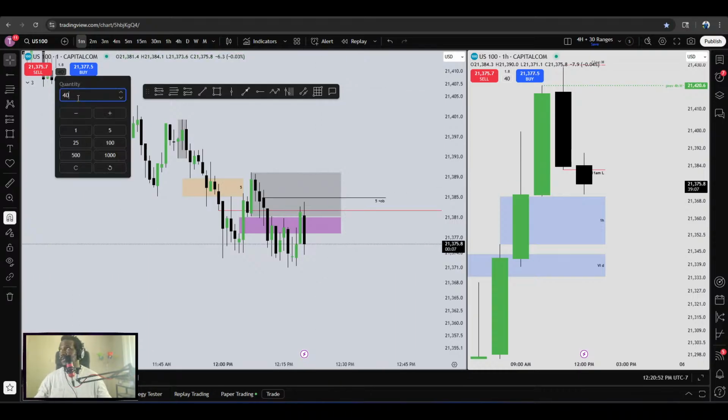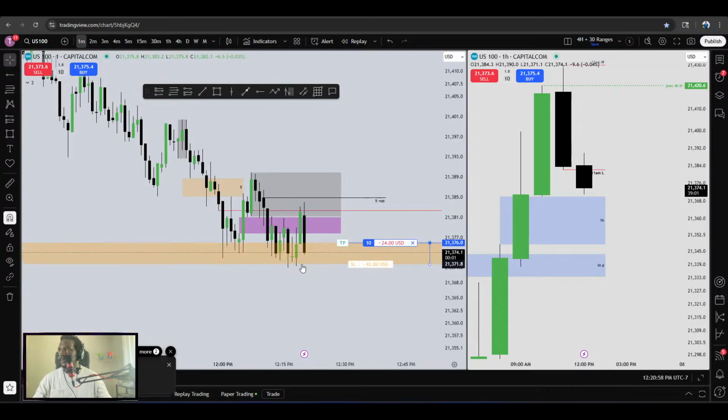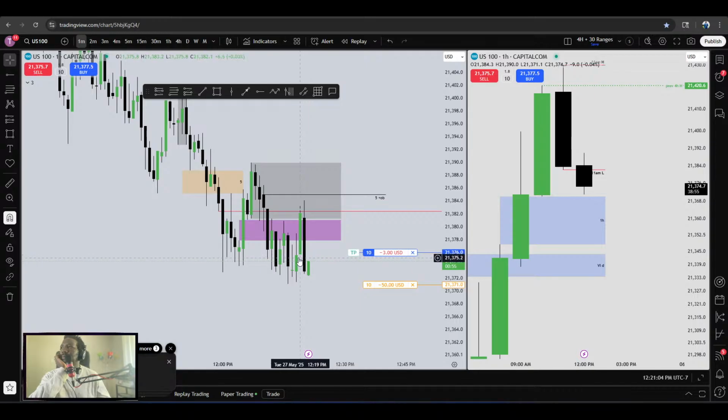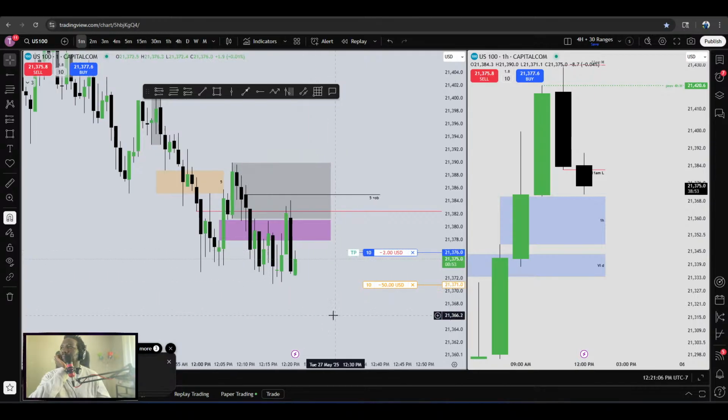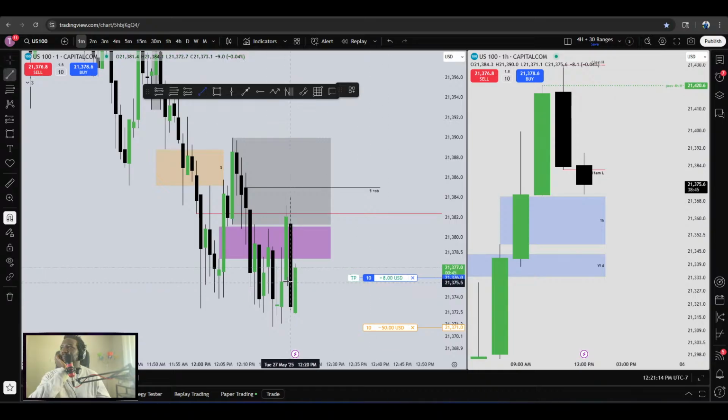Just for the sake of it, let's just do a small one. Yep, I'll be in, and my stop loss will be down here. And looks like that will be a very quick loss. So we were not really supposed to close below it, because now it's been retested, acting as resistance. That little bit of price action right there, we're just going up.